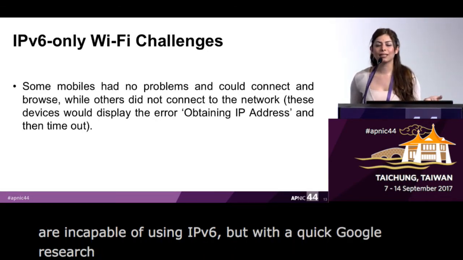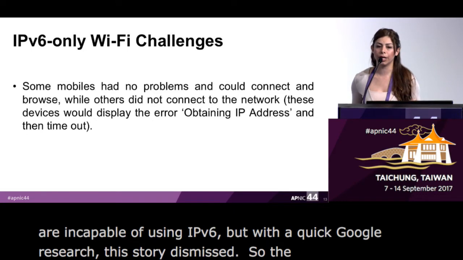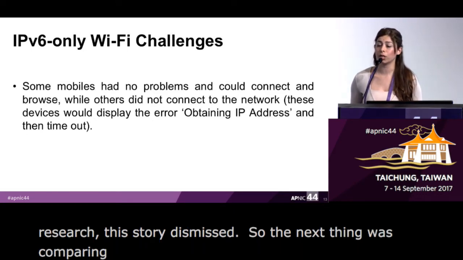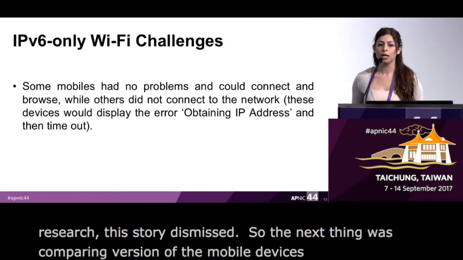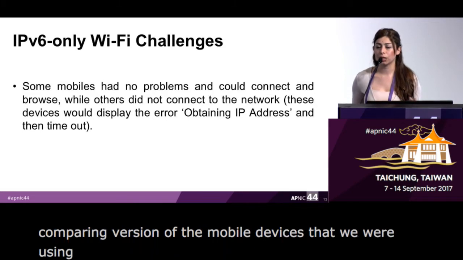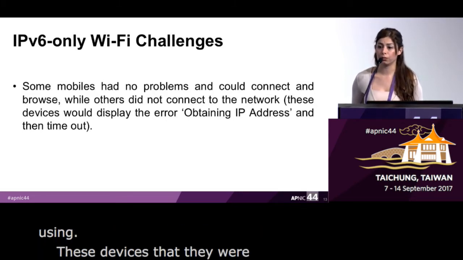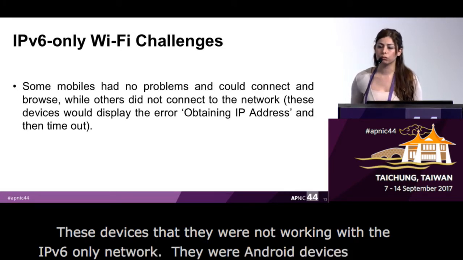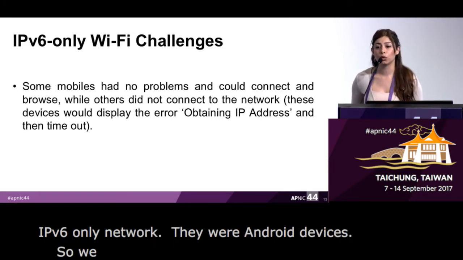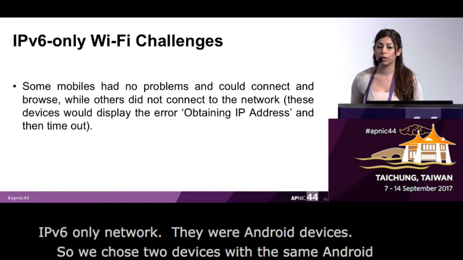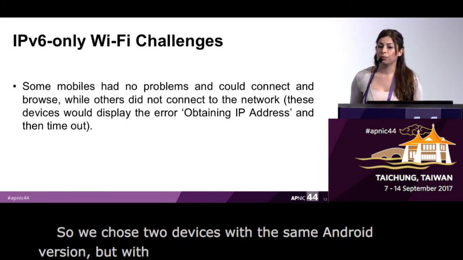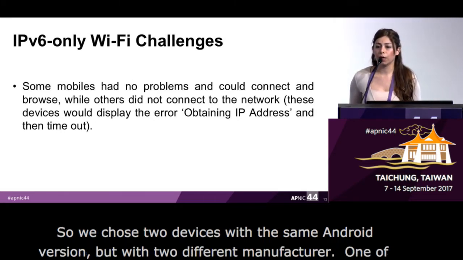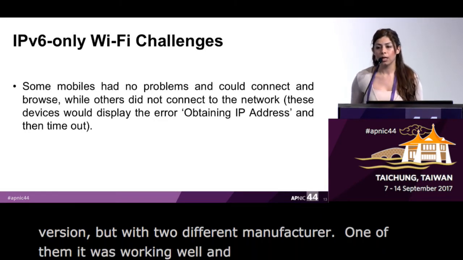So the next thing was comparing the versions of the mobile devices that we were using. The devices that were not working with the IPv6-only network were Android devices. So we chose two devices with the same Android version, but from two different manufacturers. One of them was working well, and one was not. So it wasn't the version.